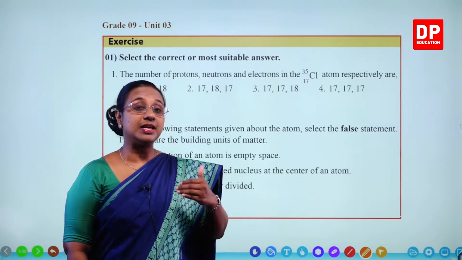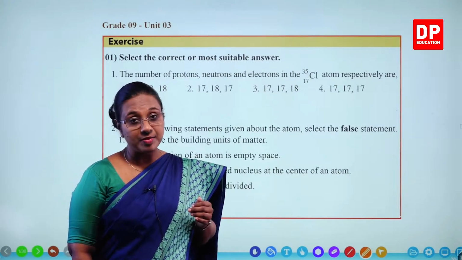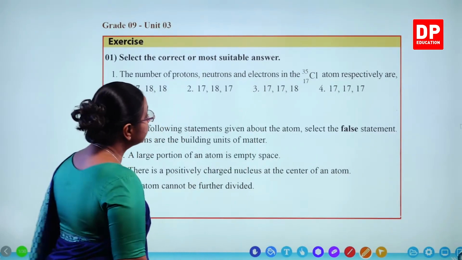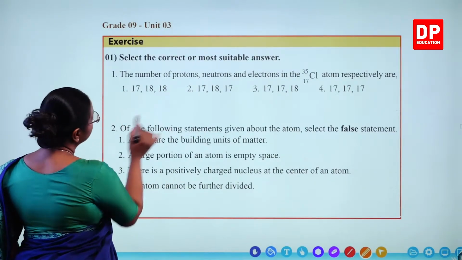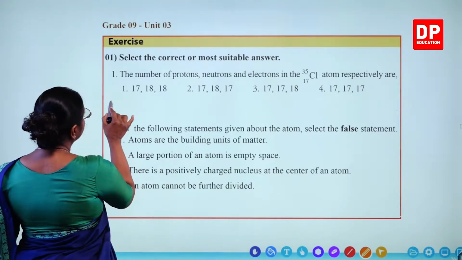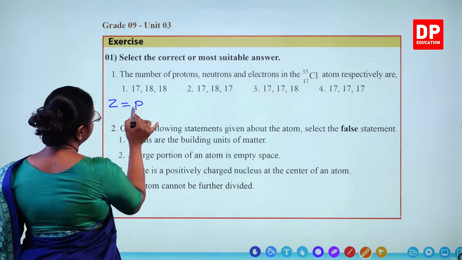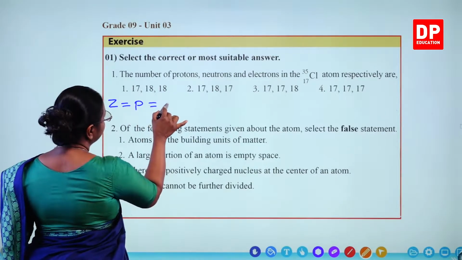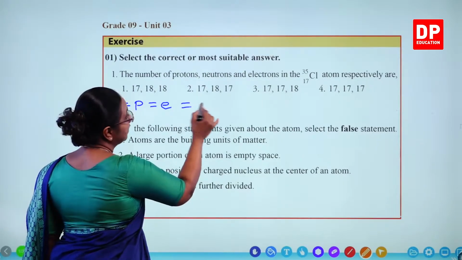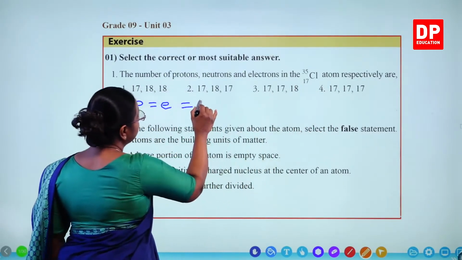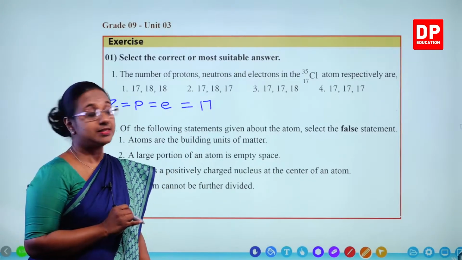And in an atom, because it is electrically neutral, the number of protons equals the number of electrons. So that is something that you can identify. So here you all know we can do the calculation, students. Atomic number is equal to number of protons, and that is in turn equal to number of electrons. So you all know that is given as 17 there. So number of protons and number of electrons equals 17.